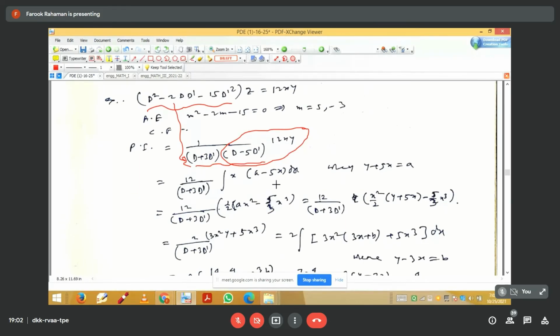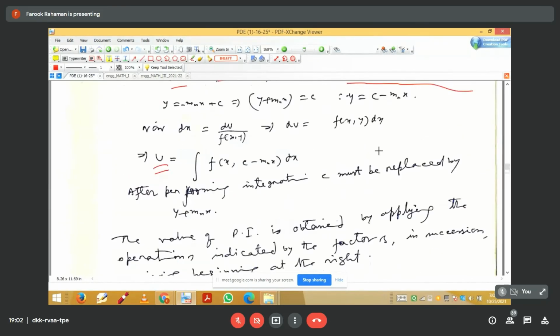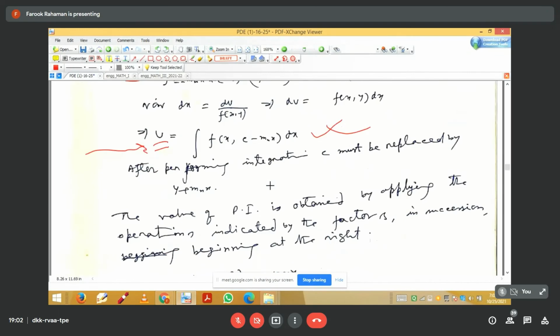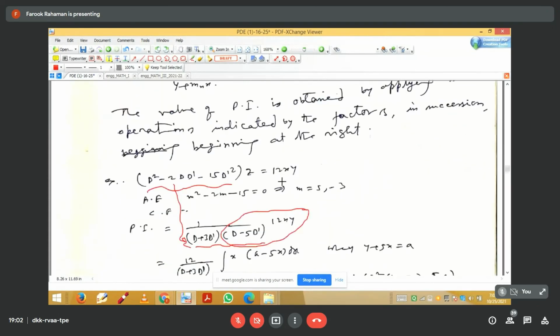I just use the shortcut method, but we can also use this procedure. Or you can use the direct procedure like this. This is a shortcut method. Either you can use this one directly, or you can follow this procedure. Whichever you find easier, you can use that.